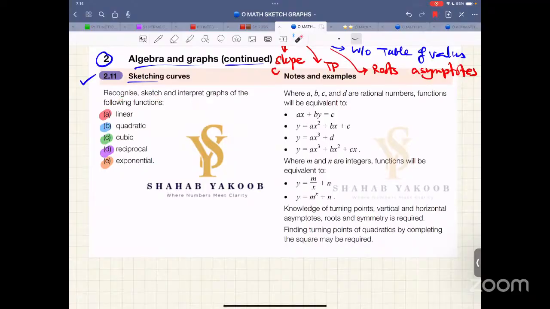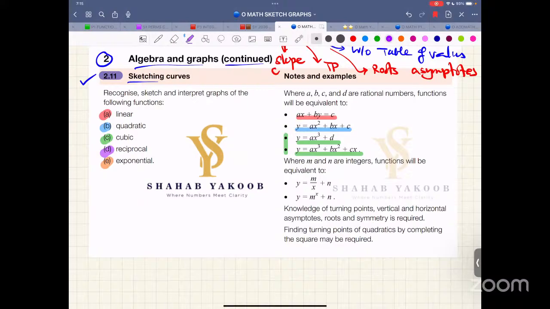That is the three main idea: recognize, sketch, and interpret graphs of the following. Linear. So they have written linear as this, which is ax plus by is equals to c. Of course, we can manipulate it and write in the form y is equals to mx plus c. Then we have quadratic. The blue one is the quadratic. Then cubic, they have written two types of cubic, this one as well as this one. And we will go over every single one of them.